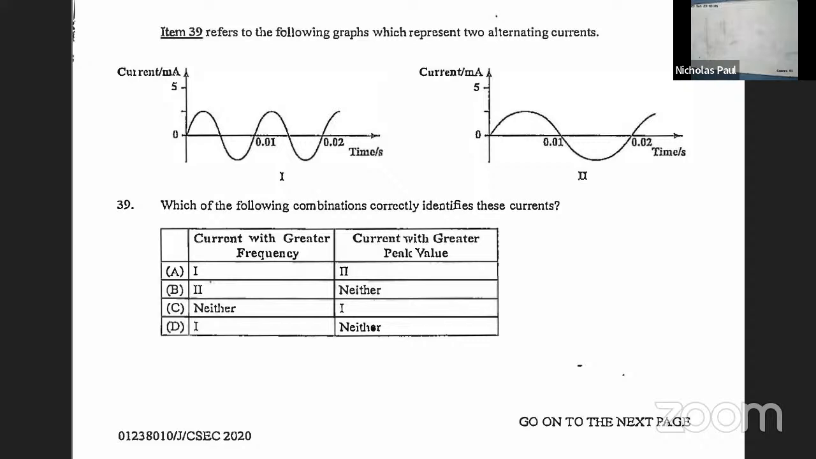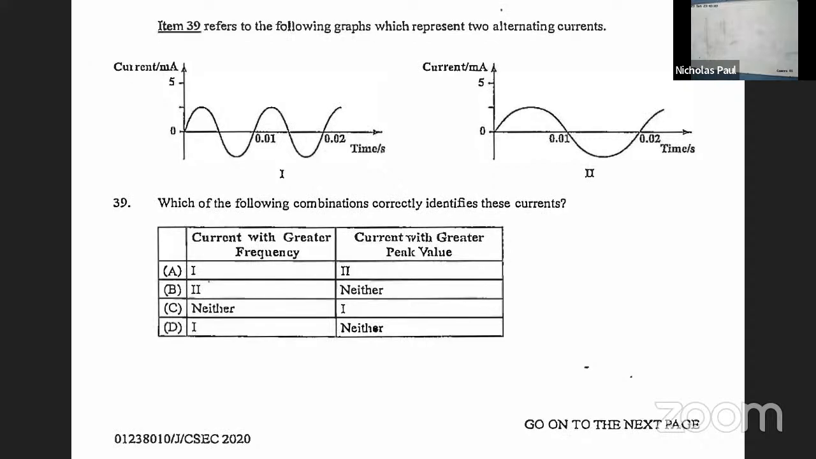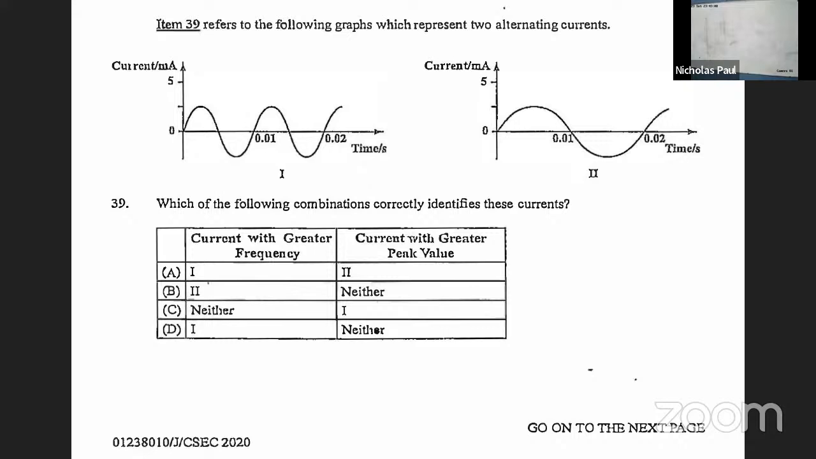All right, let's see what we came up with. Which of the following combinations correctly identifies the current with a greater frequency? Please remember, frequency is equal to 1 over period. So which of these has a greater frequency?